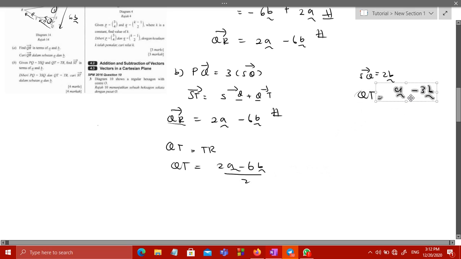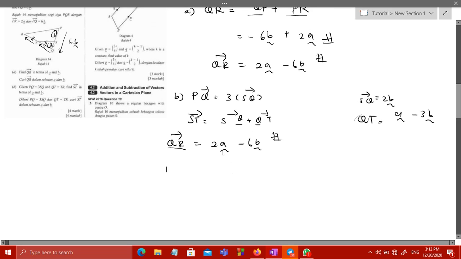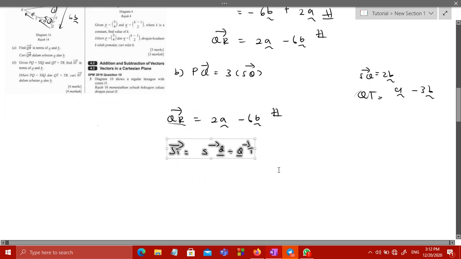Okay, so can I erase it? Okay, sure. So back to our original one, which is to find ST. So ST is equivalent to SQ, which is 2b, I wrote over here, plus QT, which is a minus 3b, and 2b minus 3b is minus b. So we put a in front first, minus b, like that.